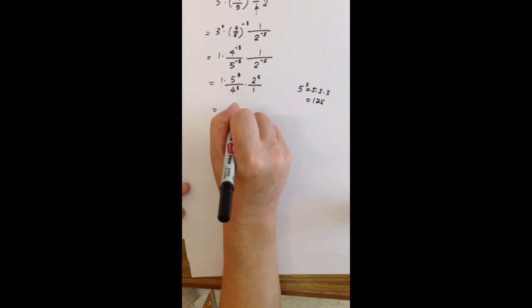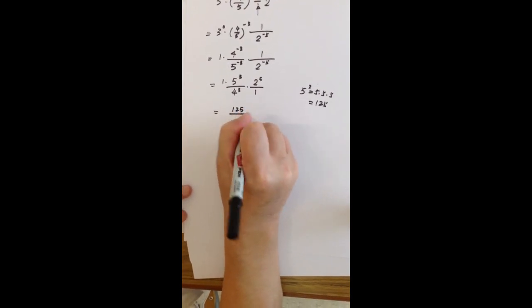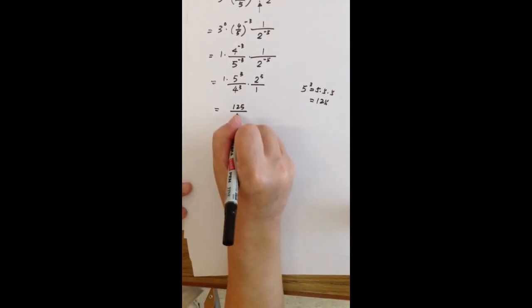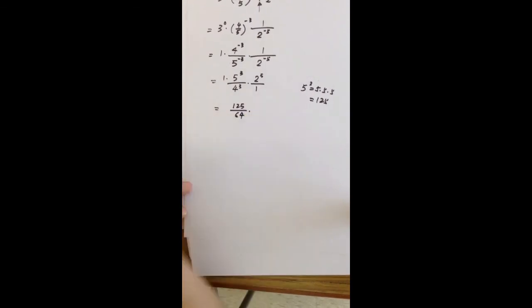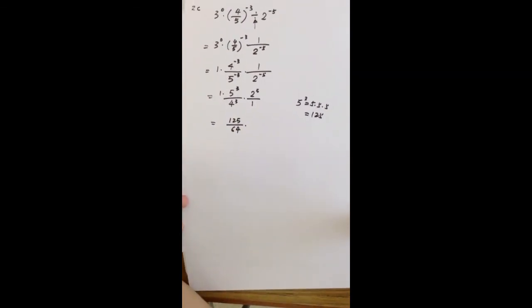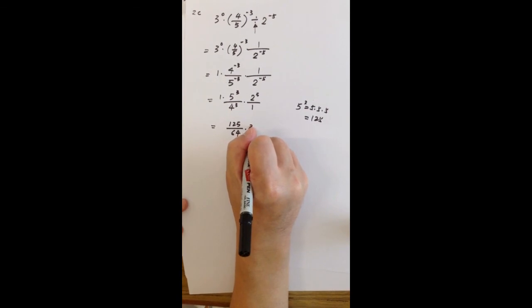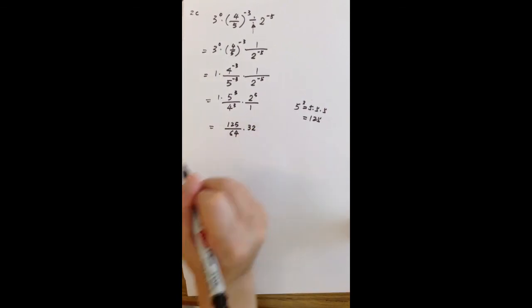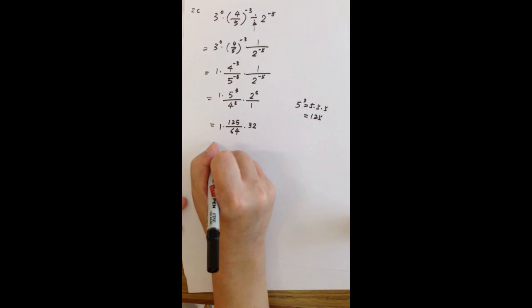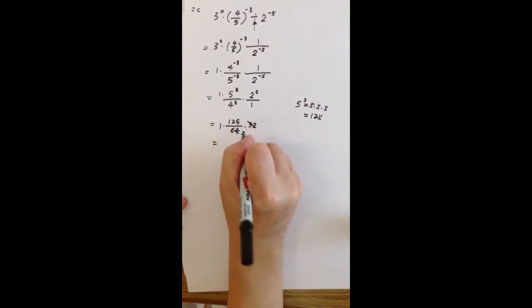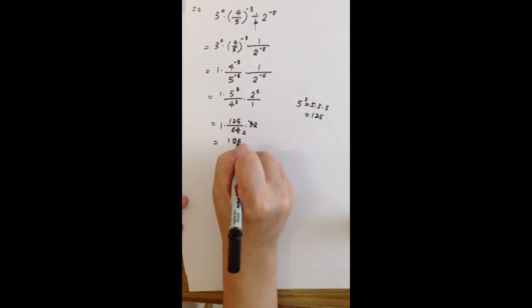So the answer is 125. 4 to the power 3, it is 64. 2 to the power 5 is, now you can find it out by yourself. It is equal to 32. After simplifying, it is 125 over 2.